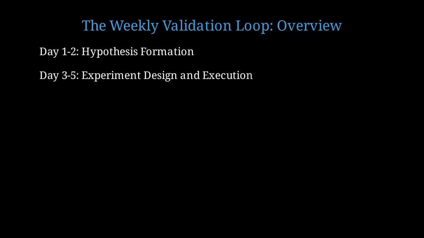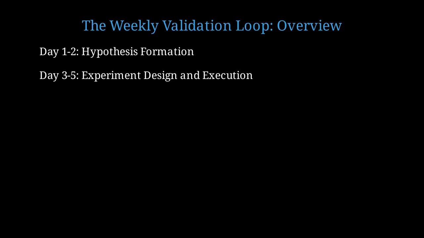Now let me introduce the core framework, the weekly validation loop. This is a 7-day cycle designed to test one hypothesis, measure one primary metric, and make a binary decision: continue or pivot. Days 1 and 2 are dedicated to hypothesis formation. You use AI to analyze market data, competitor intelligence, and customer pain points to formulate a testable hypothesis about your startup idea. Days 3 through 5 involve designing and executing your experiment.